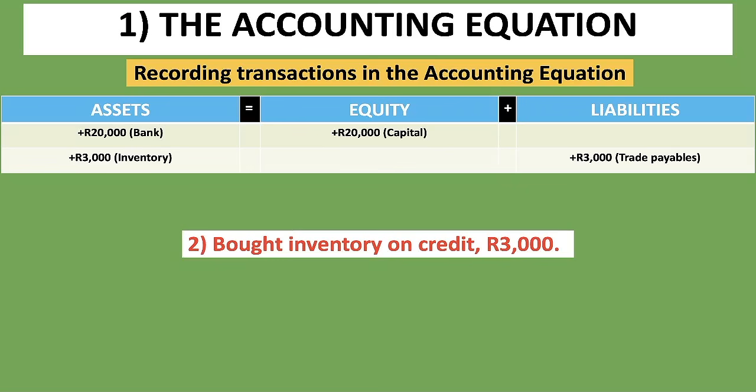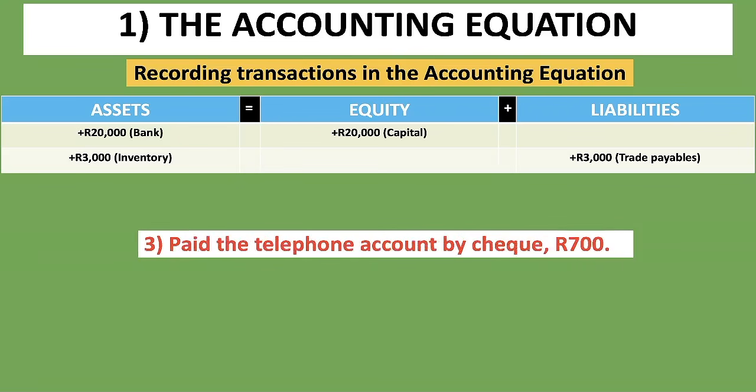Now, I hope you can see how the application works here. Again, does our asset equal equity plus liabilities? Yes, it does, because we have 3,000 Rand on the asset side for this transaction, and under equity there is nothing, and under liabilities we have 3,000 Rand. So you can see our assets still equal equity plus liabilities.